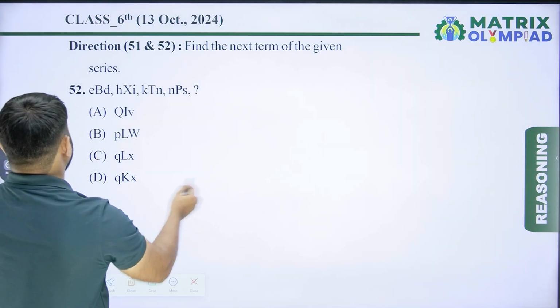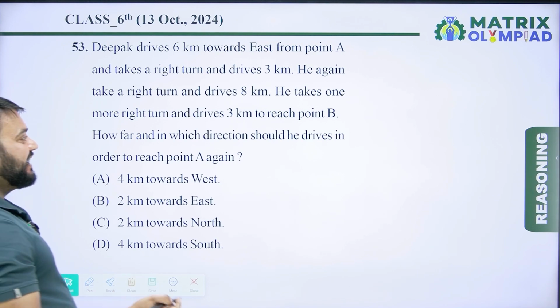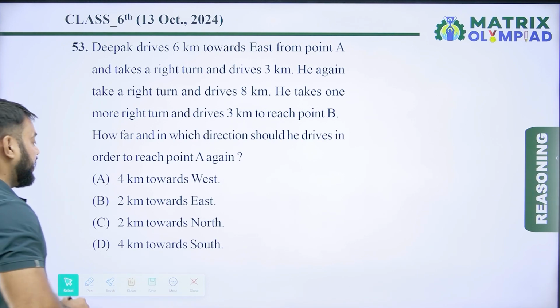So now next question is question number 53. Deepak drives 6 km towards east from point A and takes a right turn and drives 3 km. He again takes a right turn and drives 8 km. He takes one more right turn and drives 3 km to reach point B. How far and in which direction should he drive in order to reach point A again?